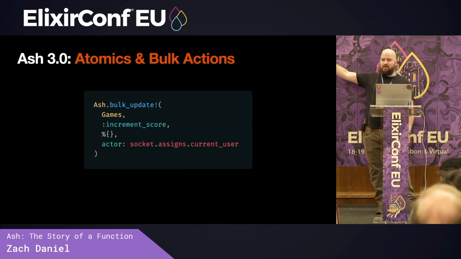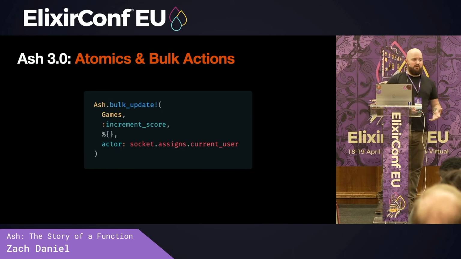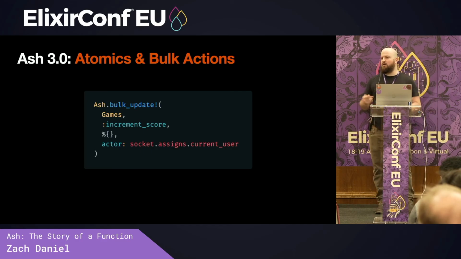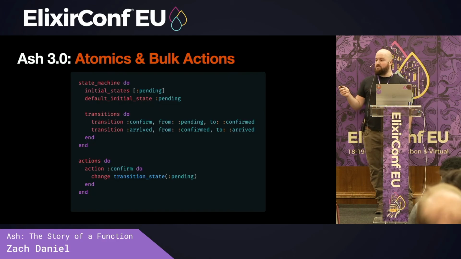Now, if you don't do atomic callbacks, you actually get a warning. It's going to say, hey, I can't do this atomically. You have to tell me that it's okay not to. So you have to opt in to non-concurrency safe operations. You have to opt in to slower operations. And that is really powerful. And it's fine to do it.